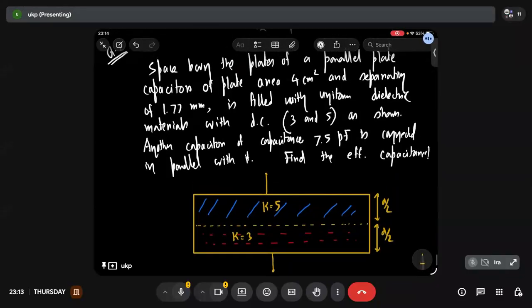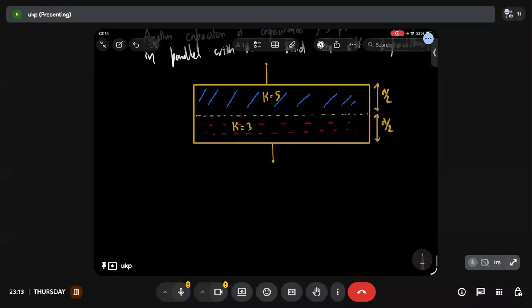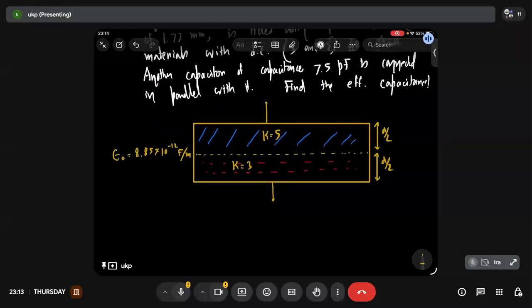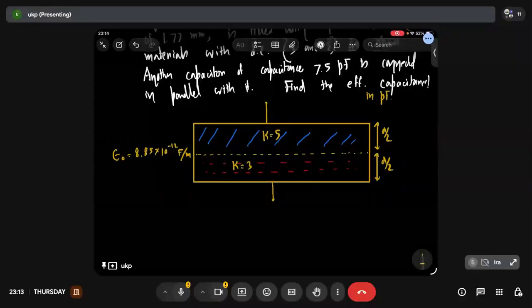Is it clear? The space between the plates of a parallel plate capacitor of plate area 4 centimeter square and separation of 1.77 millimeter is filled with uniform dielectric materials with dielectric constant 3 and 5. Cakewalk problem, as shown. Another capacitor of capacitance 7.5 picofarad is connected in parallel with it. Find the effective capacitance. Quick. If you have to calculate, the value of epsilon naught is the standard value 8.85 into 10 to the power minus 12. What is the unit? Farad per meter. Quick, find the effective capacitance in picofarad unit.